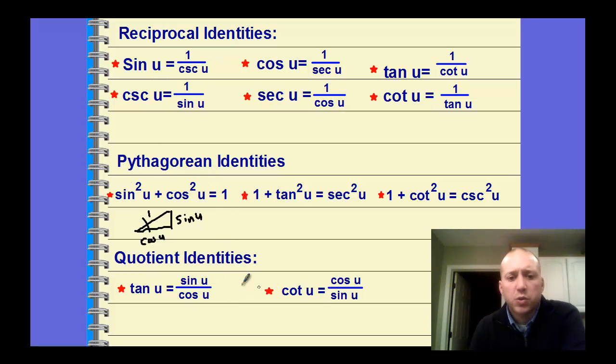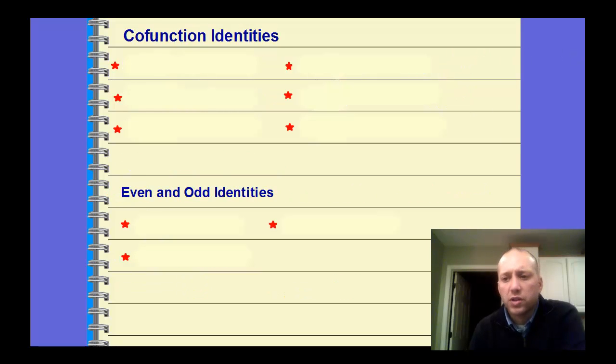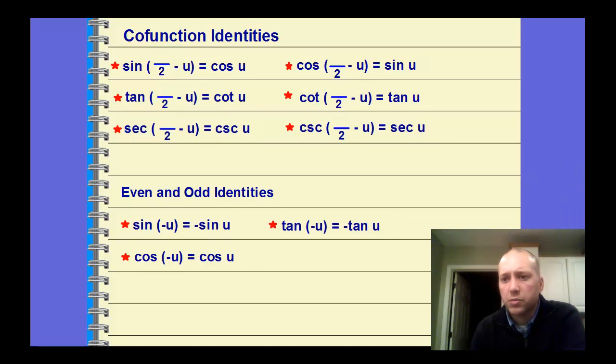Then quotient identities, which I think you're starting to get better at: tangent is sine over cosine, y over x, and then cotangent is just the reciprocal of that. So cofunctions. Now these we don't really know a whole lot about. I mentioned them in the past chapter, but we've got to add some stuff to it here.